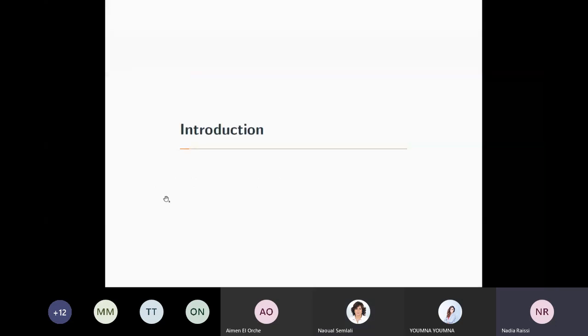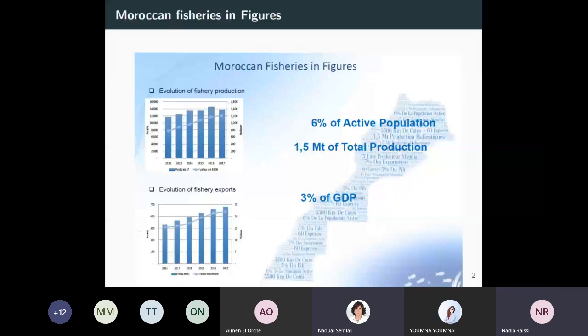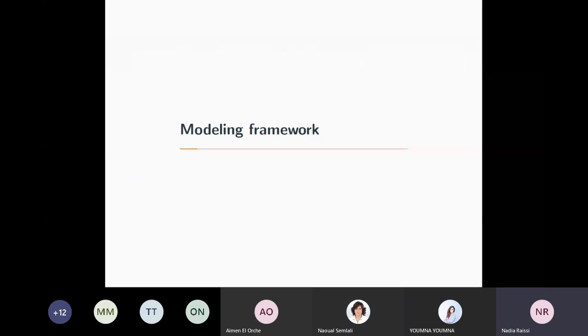As an introduction, I will show you a figure of fishery in Morocco. You can see that 6% of the active population works in fishing activities, with 1.5 million tons of total production and 3% of the GDP. Also, more than 60 species and 3,500 kilometers offshore. That means this is one of the most important income activities for the Moroccan government, so its sustainability over the longest time is what is needed at this time.